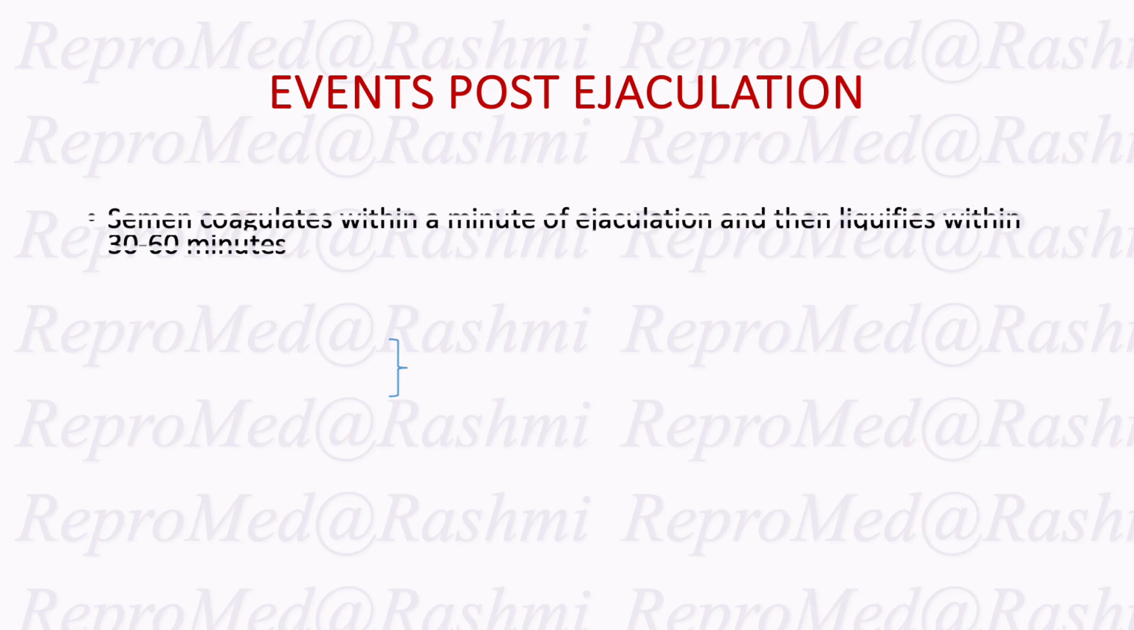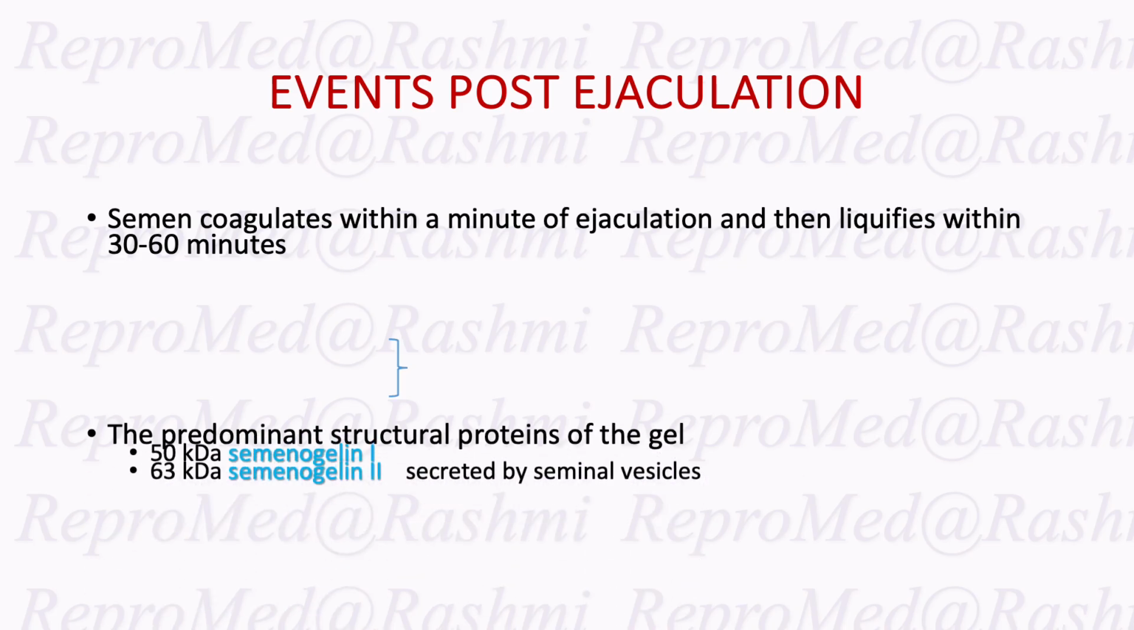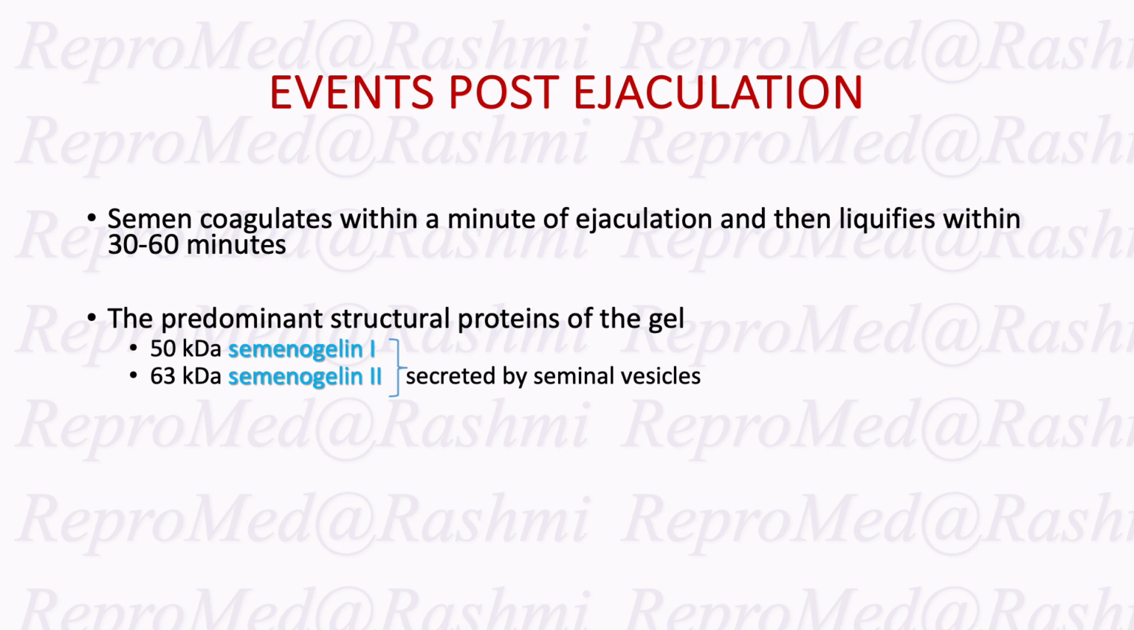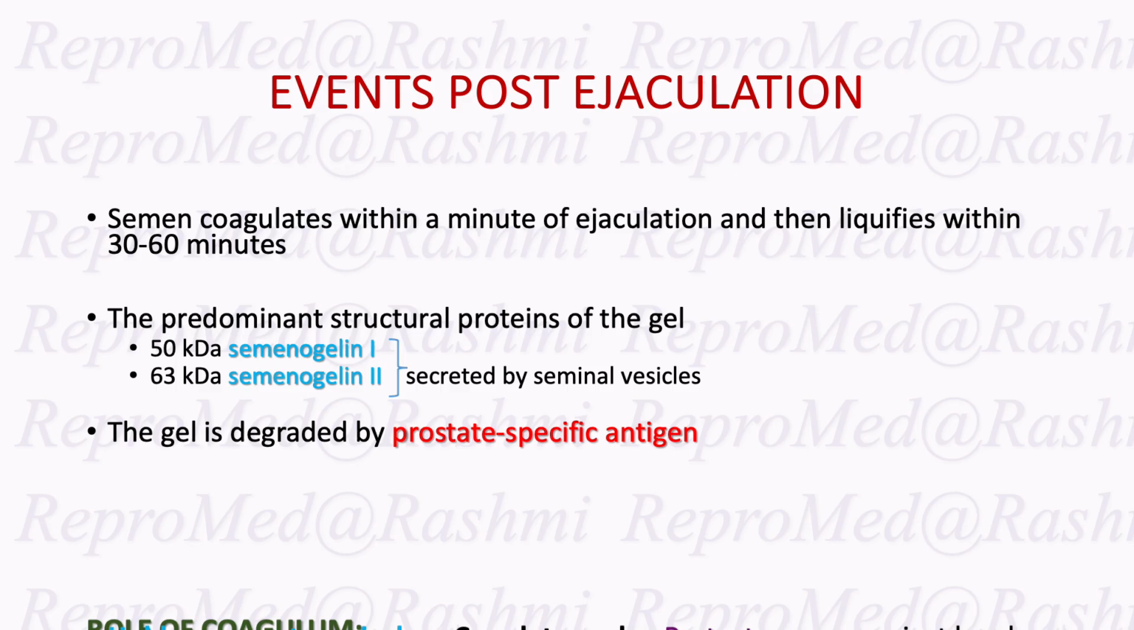Coming on to the site of semen deposition, it is the anterior vagina near the cervical os. Events post ejaculation: semen coagulates within a minute of ejaculation and then liquefies within 30 to 60 minutes. The predominant structural proteins of the gel are semenogelin 1 and 2, which are secreted by the seminal vesicles. The gel is degraded by prostate specific antigen. So the coagulum formation is because of the seminal vesicles, while the liquefaction is because of the prostate gland, because it releases prostate specific antigen.